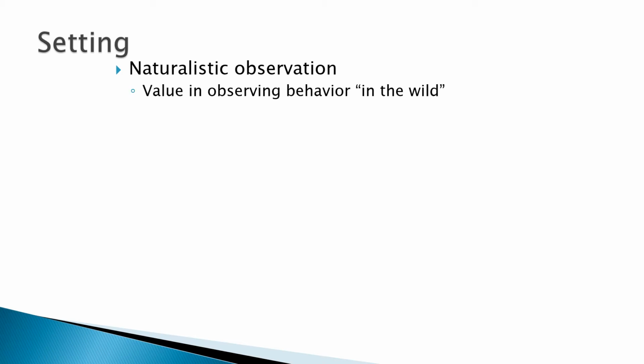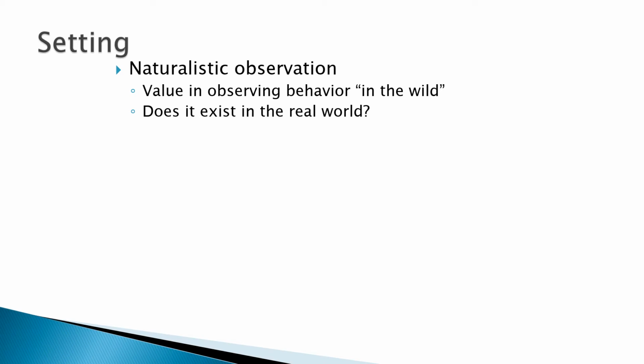Here's just some of the settings we might see in social psychology research. So naturalistic observation is where people go out into public spaces and observe without interfering, and sometimes that observation is while being hidden so that people aren't aware that they're being observed. So with naturalistic observation, the goal here is to see whether a certain phenomena is observable in the wild, in public, spontaneously without having to be created in a lab.